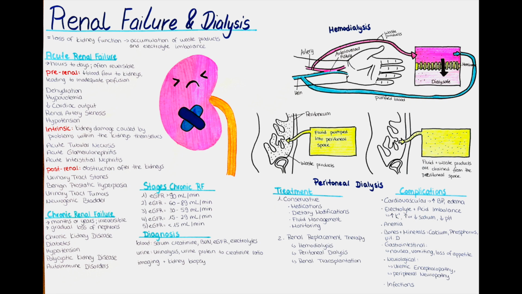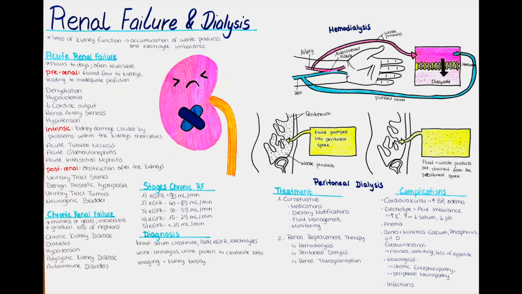Intrinsic acute renal failure refers to kidney damage caused by problems within the kidney themselves. It can result from conditions such as acute tubular necrosis. Acute tubular necrosis is one of the most common causes of intrinsic renal failure. It occurs due to ischemia, so lack of blood flow or toxic injury to the renal tubules, often caused by severe hypotension, sepsis, nephrotoxic medications, or contrast agents used in imaging procedures.